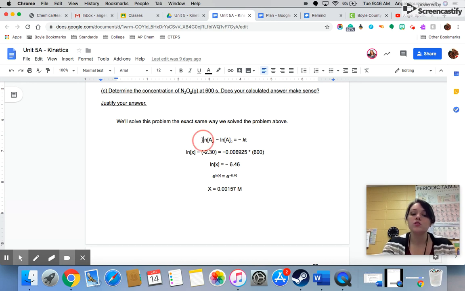And because it's first order, we're going to keep using this exact same formula. We will not use any other formula. We can't, because this is the first order formula when it's integrated rate law, okay? I'm going to solve it a similar way I did before. I'm just going to substitute the answers that I already know.